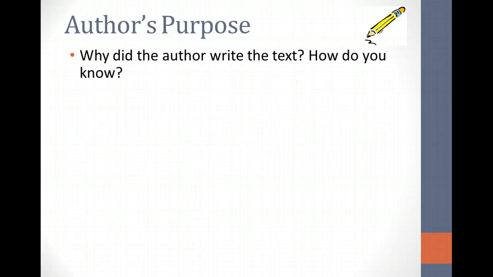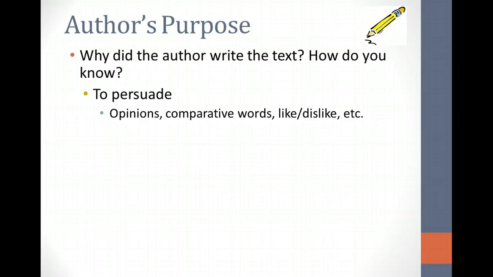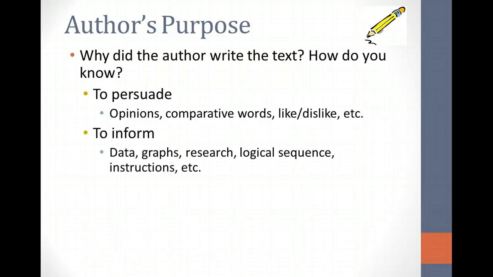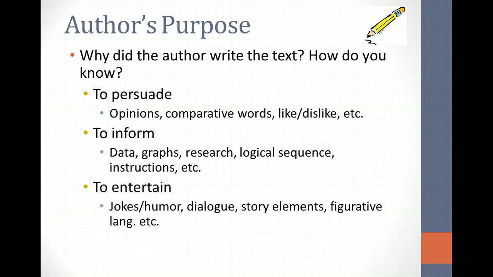So, what is the author's purpose? Why did the author write the text? How do you know? There's a couple of different reasons why an author would write something. It's either to persuade by giving their own opinion, comparing things, showing their like or dislike toward an object. An author could be writing just simply to inform, an expository-like text, where they're giving data and graphs and showing research and giving you a logical sequence on things, or even writing instructions or recipes. They could be entertaining you, giving jokes and humor, dialogue, story elements, figurative language. Most of the novels that you read are to entertain.